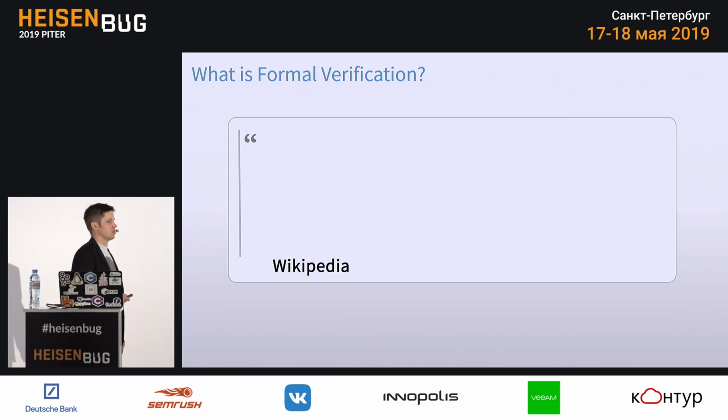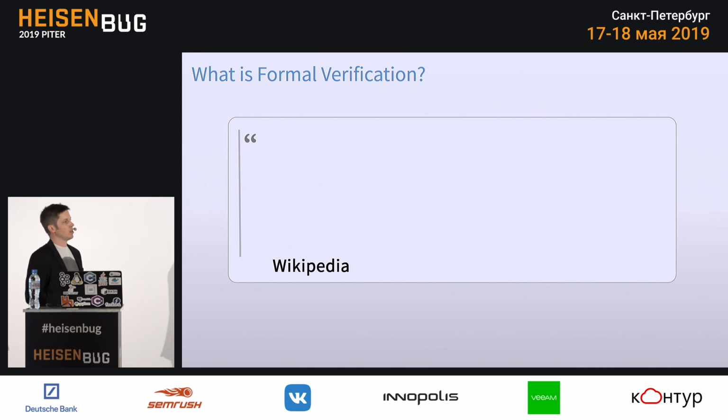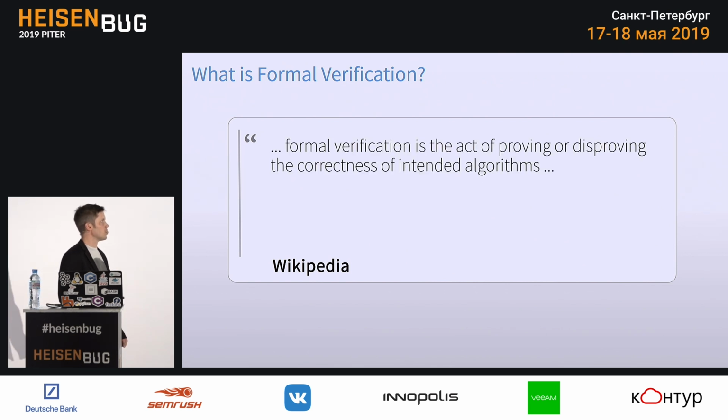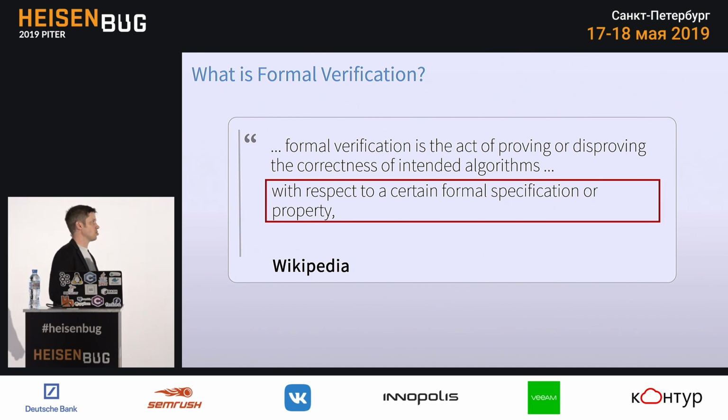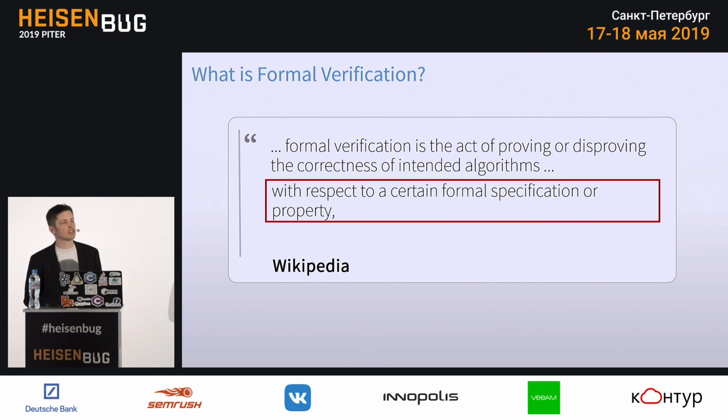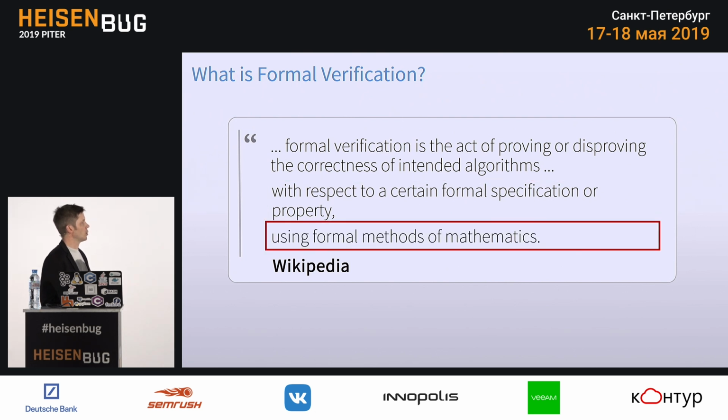So what is formal verification? We know that testing isn't always enough. It's necessary, but it's not sufficient. Wikipedia says that formal verification is the act of proving or disproving the correctness of intended algorithms with respect to a certain formal specification or property. In this conference, there are a few talks on property testing, and this will be in a similar vein. Using formal methods of mathematics.